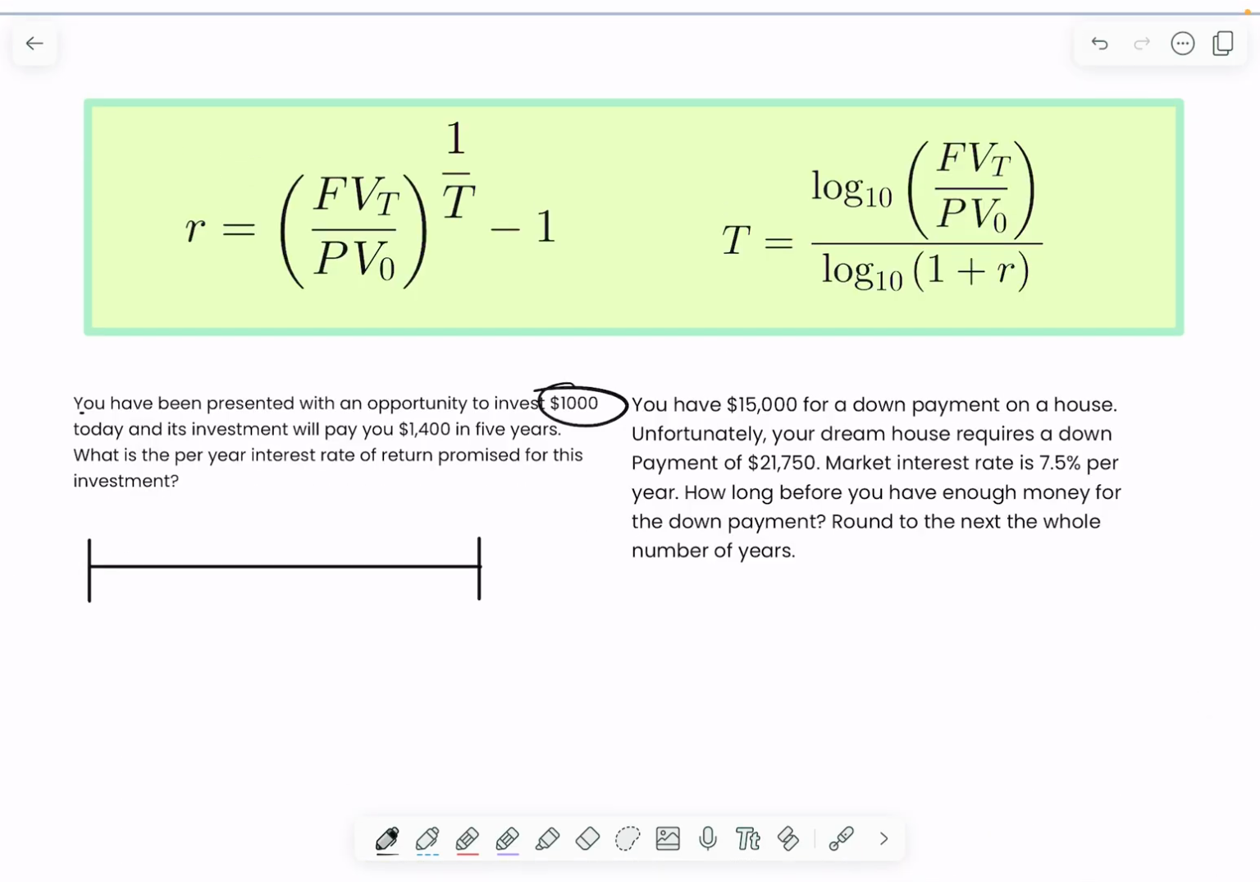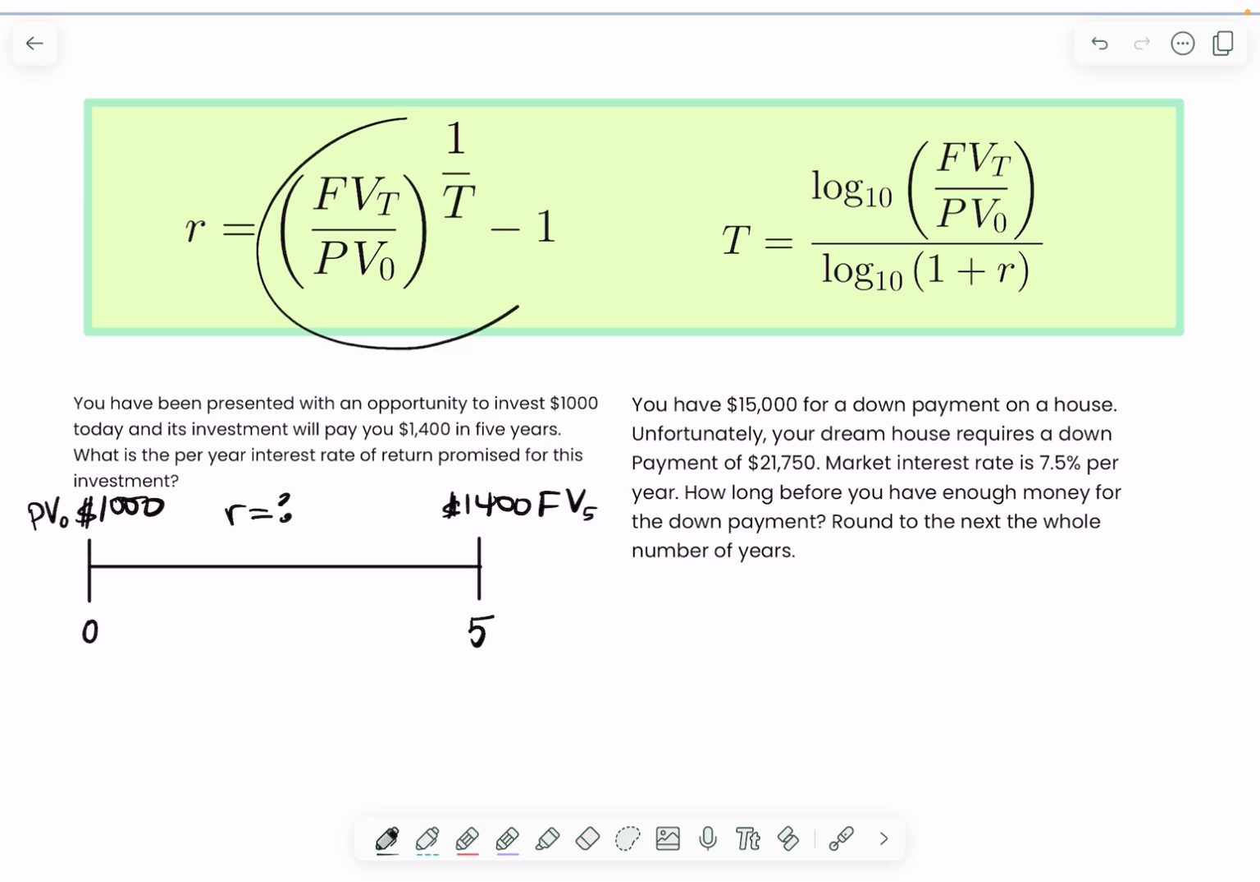So it says you invest $1,000 today. So the present value of the money today is $1,000, and its investment will pay you $1,400 in the future. So that is the future value in time t, and it says time t is 5 years. What is the per year interest rate? What is the rate? So you just plug everything that you have in the formula.